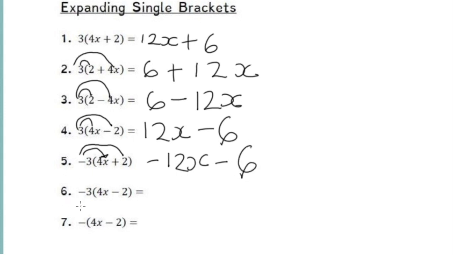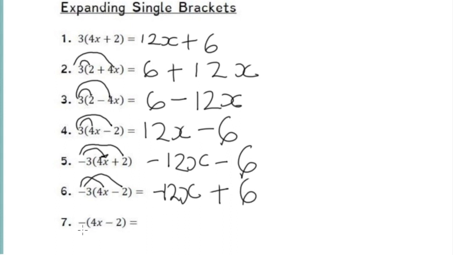On question 6, it says expand minus 3 in brackets 4x minus 2. So what we do is minus 3 times 4x. So remember a negative number times a positive, which will give us a negative number. And that would be a negative 12x. And then here we do minus 3 times minus 2. And remember, a minus times a minus will give us a positive. So that's 6.